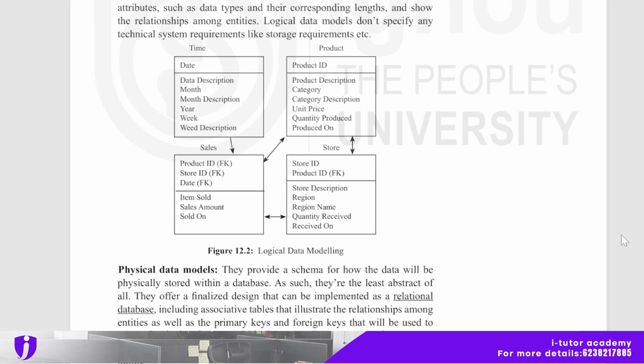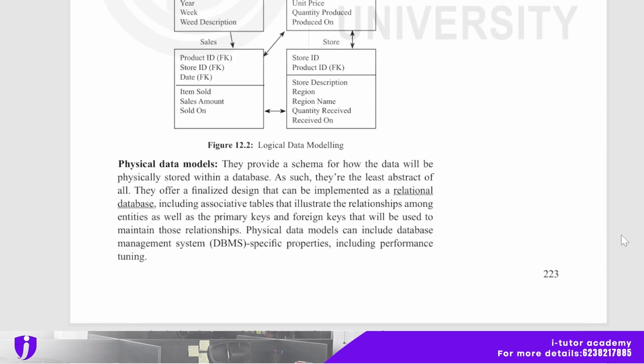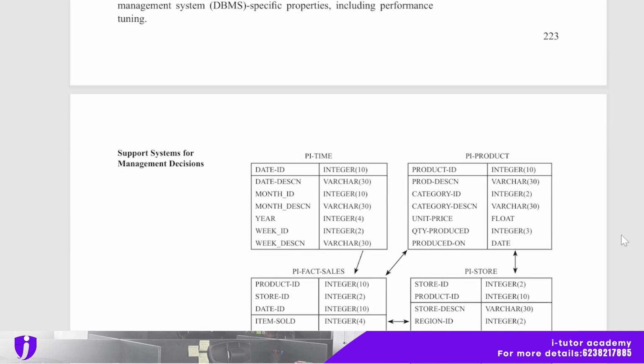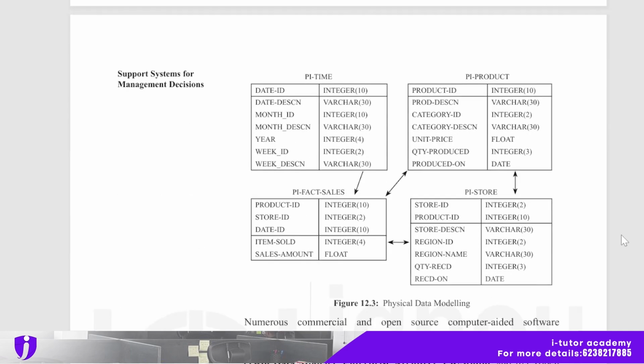So refer to figure 12.2. And physical data models provide a schema for how the data will be physically stored within a database. As such, they are the least abstract of all, and they offer a finalized design that can be implemented as a relational database, including associative tables that illustrate the relationship among entities, as well as the primary keys and foreign keys that will be used to maintain those relationships. So here is a model of physical data modeling. Time is there, product, store, fact, sales are there, and how they are connected.